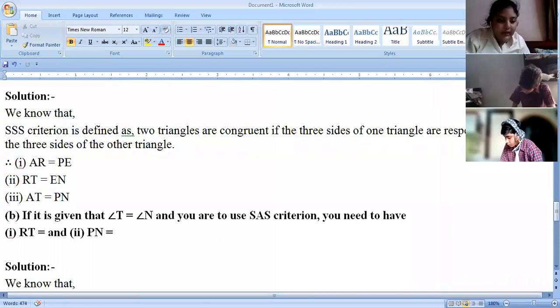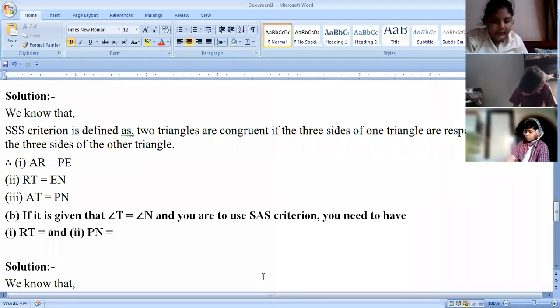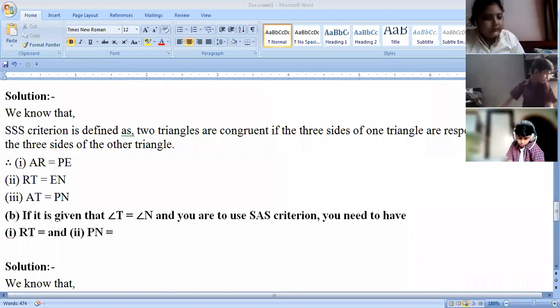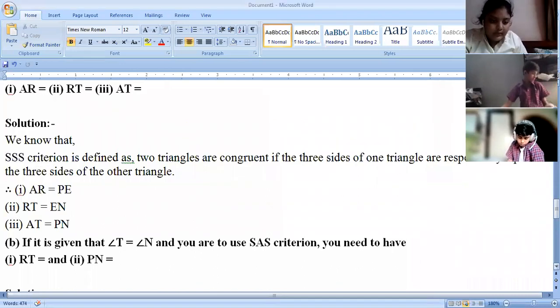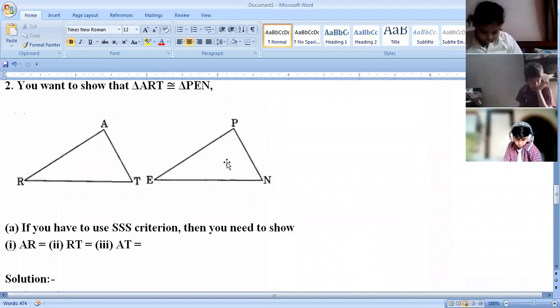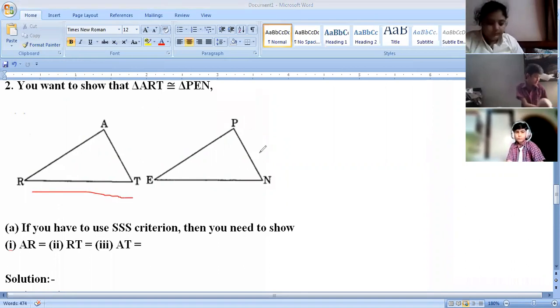Ma'am, the B part is: if it is given that angle T is equal to angle N and you are to use the SAS criterion, you need to have first RT equal and second TN. Yes. In this diagram, we have to use the SAS congruence criteria here. So they're asking about the first part, RT. RT will be equal to which side?